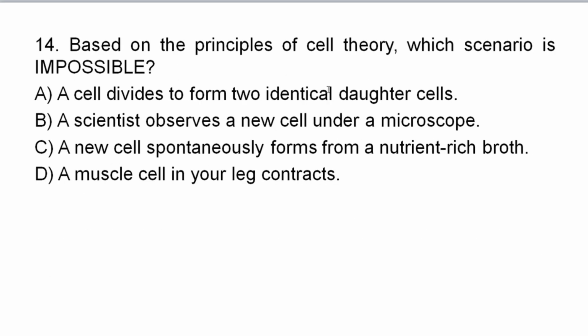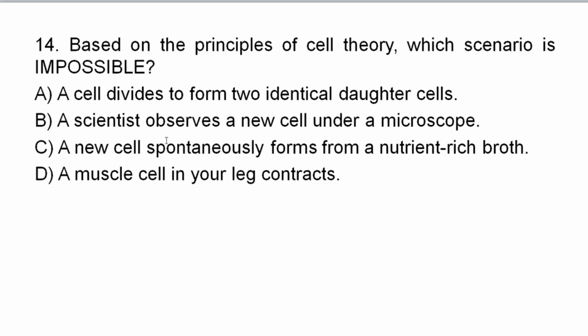Good. Question number 14. Based on the principle of cell theory, which scenario is impossible? A. A cell divides to form two identical daughter cells. B. A scientist observes a new cell under a microscope. C. A new cell spontaneously forms from a nutrient-rich pause. D. A muscle cell in your leg contracts. Which one is the correct answer? Which one is impossible based on the principle of cell theory from the given alternatives?